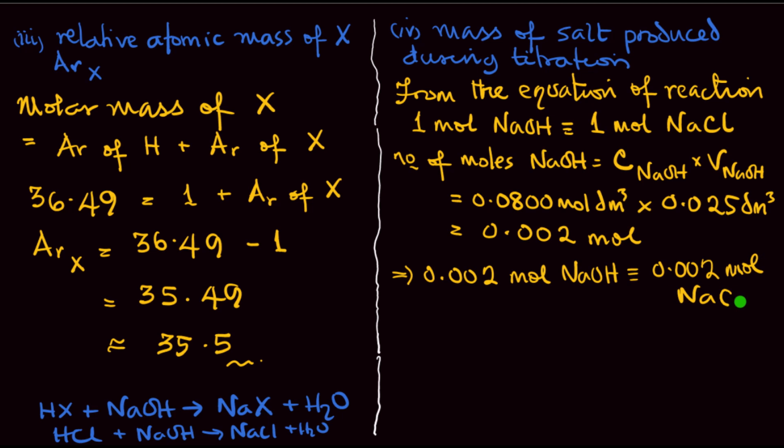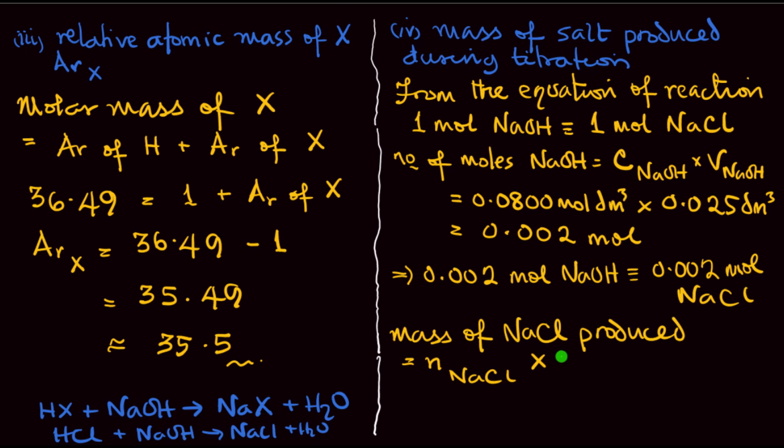Right? So now the mass of NaCl produced. This 0.002 mole of NaCl is the number of moles of the salt that was produced during the titration, because NaCl is the salt, right? Since we are using the volume of the base that was involved in the titration to get it, that gives us the number of moles of the salt produced during the titration. And we are going to use that number of moles to calculate the mass. The mass here is given as number of moles of NaCl times the molar mass of NaCl.